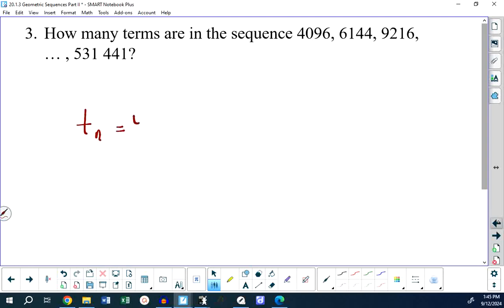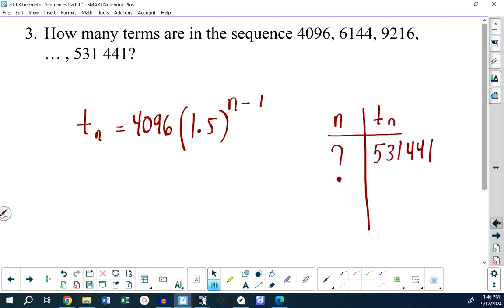Your general term is the first term multiplied by the common ratio raised to the n minus 1. If we determine the value of n that matches up and gives us a term of 531,441, that n is the answer to the question. Because let's just imagine that n that matches with that last term is 12. It's not going to be. I doubt it very much. Then that means that last term is T12. It's the 12th term. But it's the last term, so there are 12 terms.